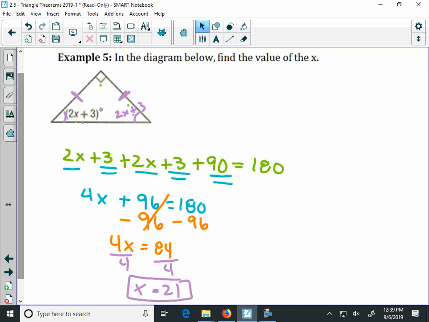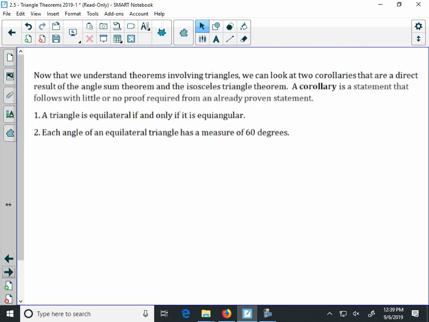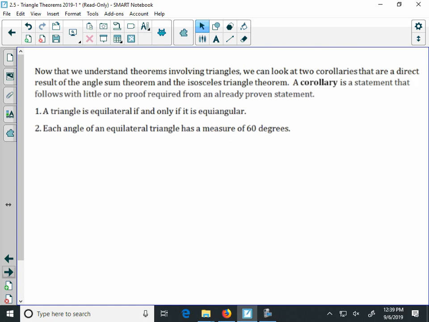Questions over that? Okay, two more. They're kind of quick, and they're like the little puzzle ones again. Now that we understand theorems involving triangles, the angle sum theorem and the isosceles triangle theorem, we can look at two corollaries that are a direct result of the angle sum theorem and isosceles triangle theorem. A corollary is just a statement that follows with little or no proof from another theorem.